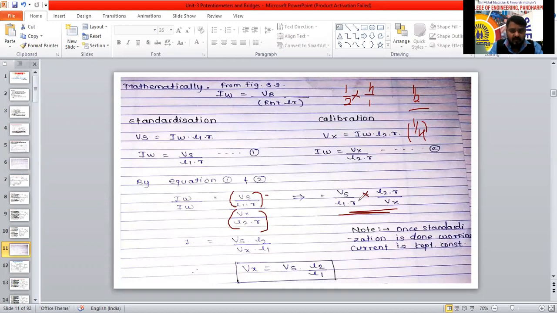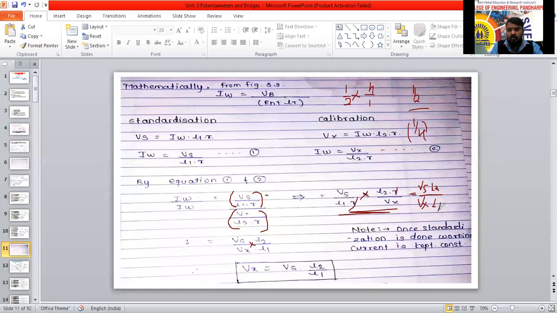So from this one, we cancel R and R. So we get Vs by Vx and L2 by L1. We can write like this: Vs by Vx into L2 by L1. Same thing only. It is not equal to, it is multiplication here, remember. This equation, can I write Vs L2 divided by Vx L1?